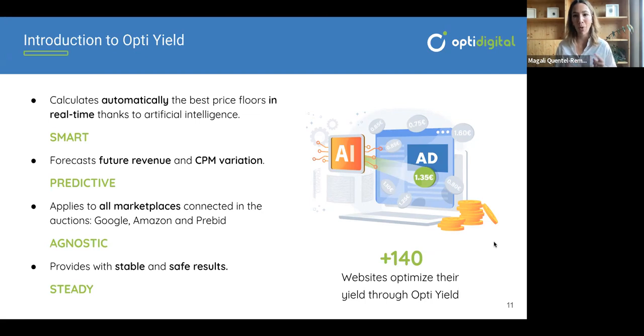Google, of course, but also Amazon and Prebid. This way, we make sure that all the buyers have the same information. They have the information in the bid request and they can bid accordingly.